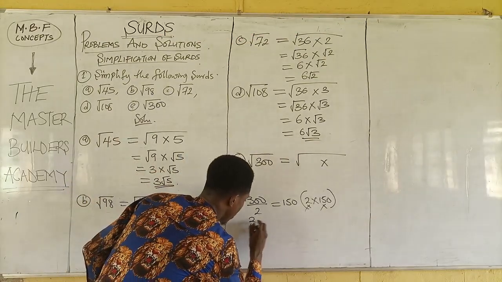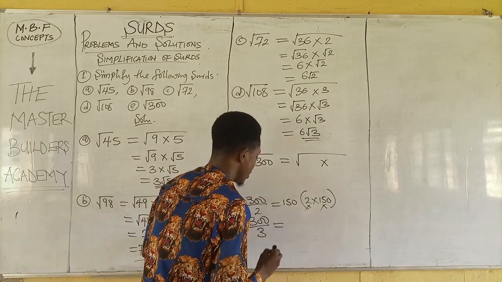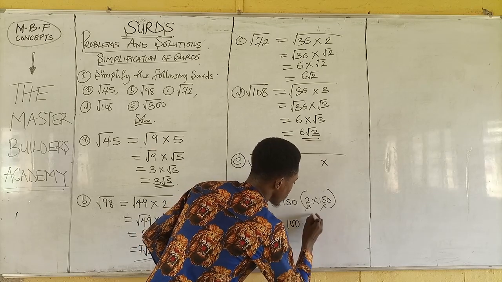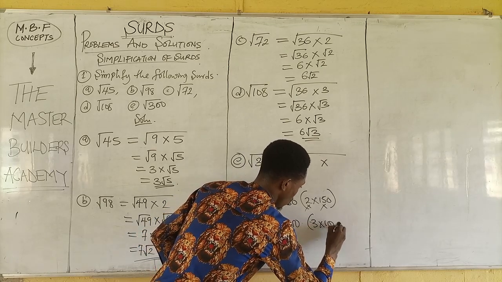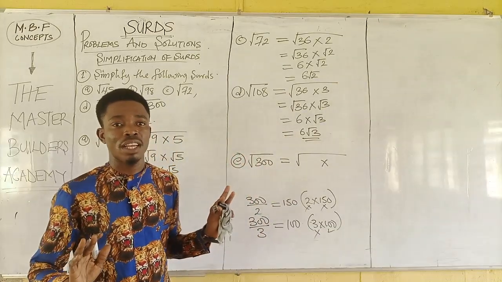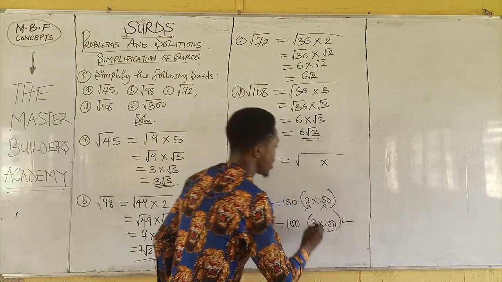Now we will take 300, and now the next number is 3. When we divide 300 by 3, we are going to have 100. Then this is equivalent to what? 3 times 100. Now 3 is not the perfect square, but 100 is a perfect square. So in as much as 100 is a perfect square, therefore we are going to go with these guys.